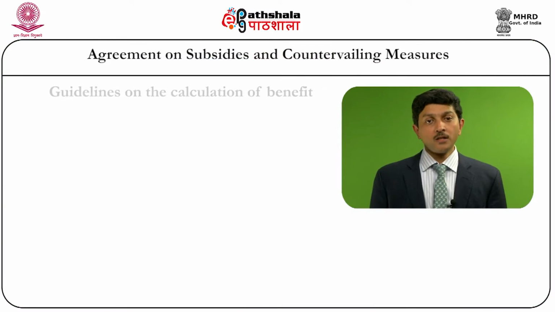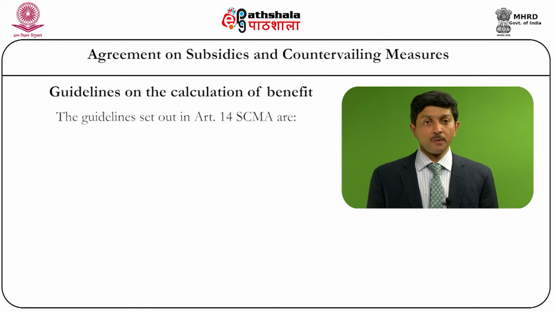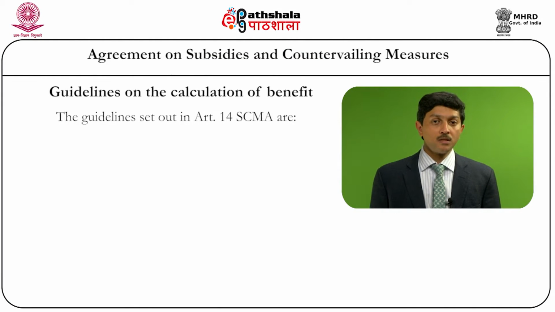In the view of the panel, the marketplace provides an appropriate basis for comparison in determining whether a benefit has been conferred, because the trade distorting potential of a financial contribution can be identified by determining whether the recipient has received a financial contribution on terms more favorable than that available to the recipient in the market. Article 14 of the SCM agreement provides detailed guidelines on the calculation of benefit.